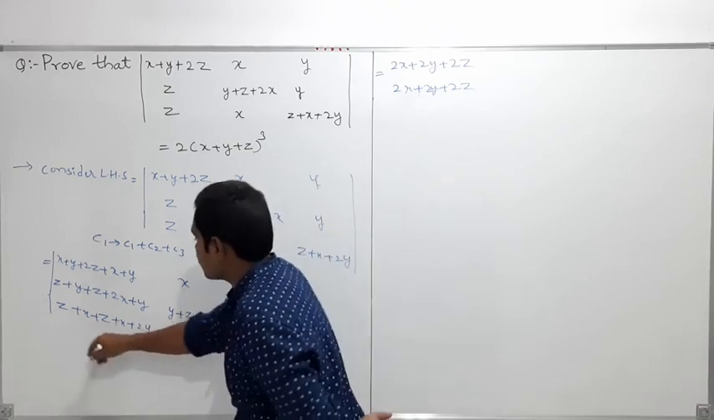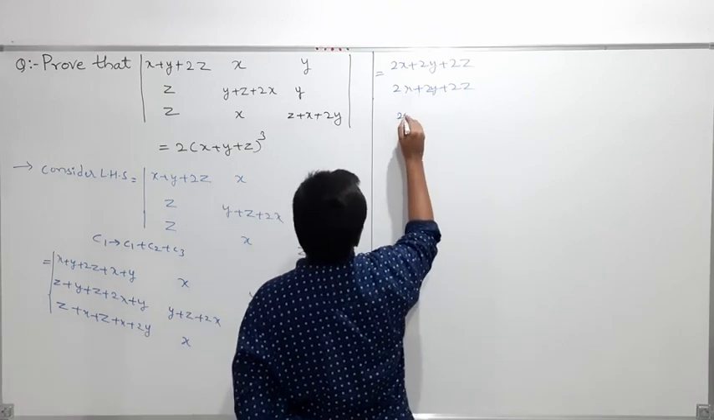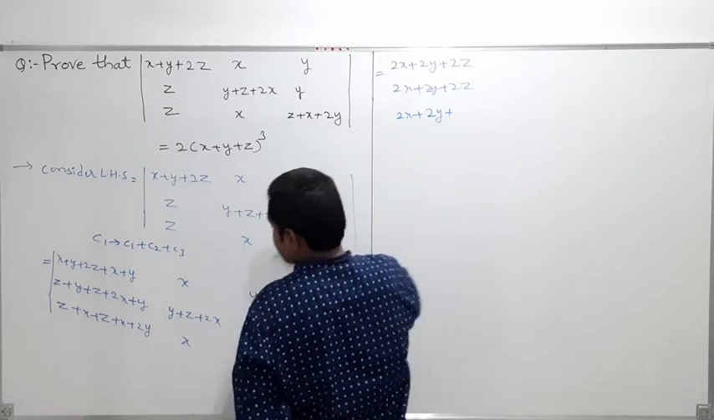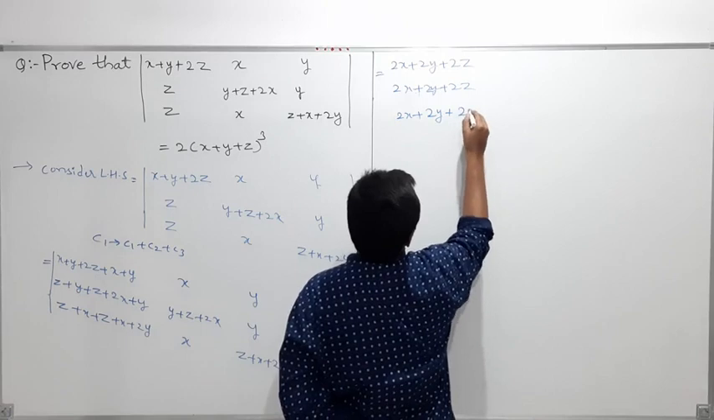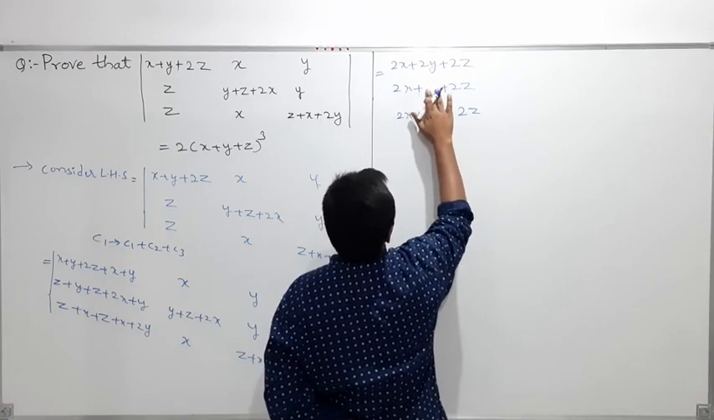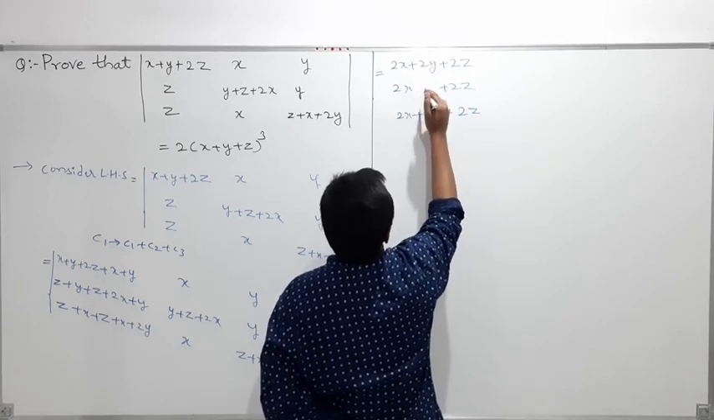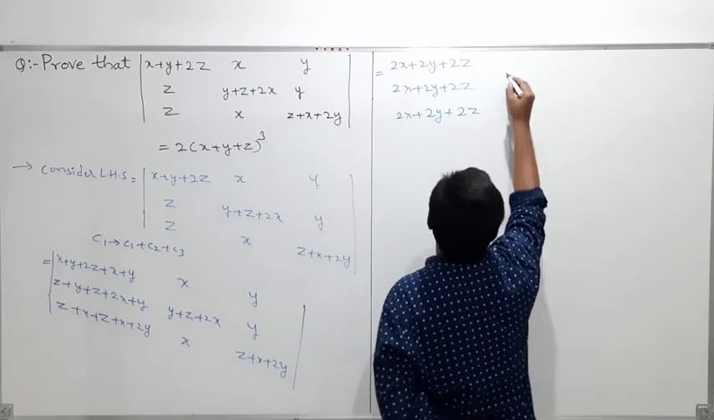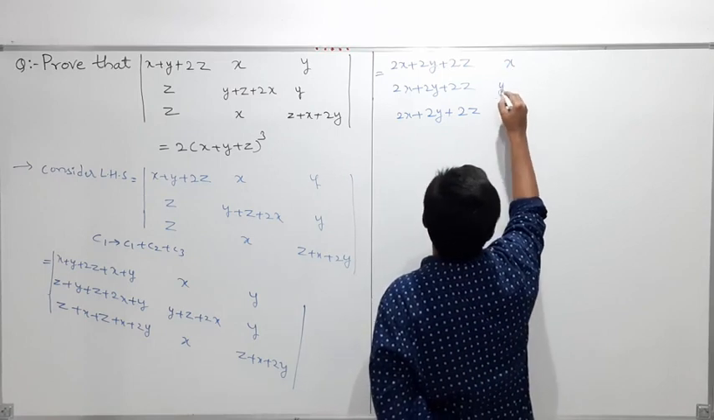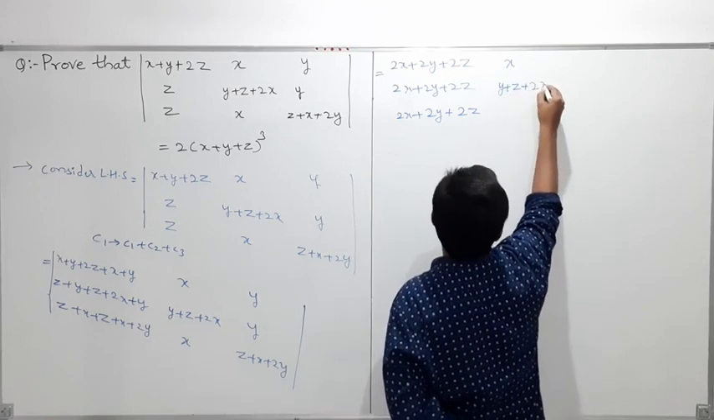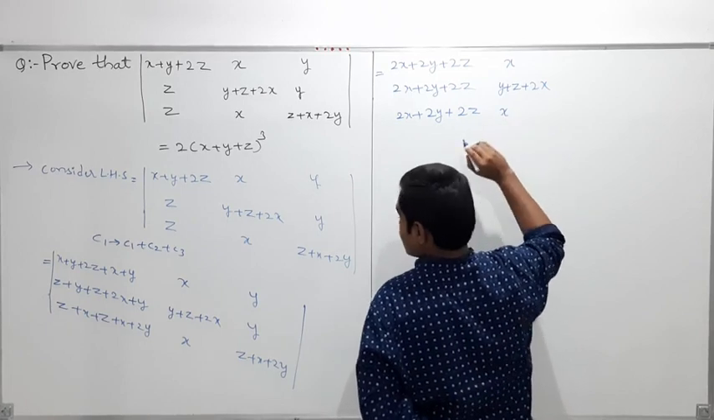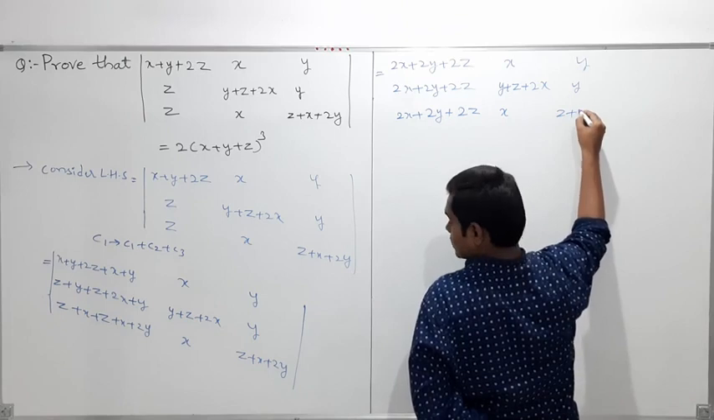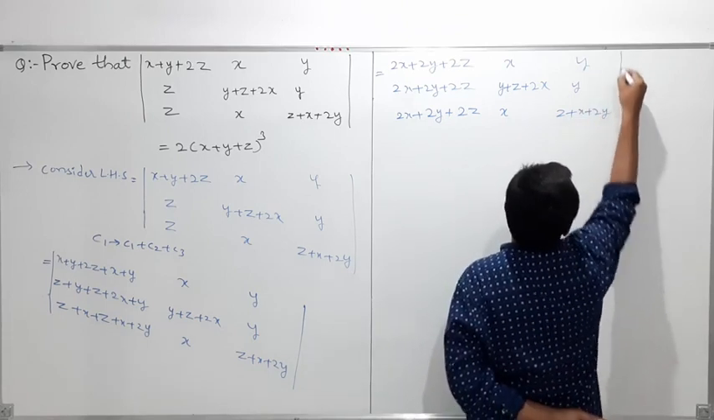And next, my dear students, from this also x plus x, 2x. So therefore 2x plus y, 2y already is there, 2y plus here is z plus z, 2z. Clear? And the remaining is as it is. Here it is x, y plus z plus 2x, and here it is x, and y, z plus x plus 2y.